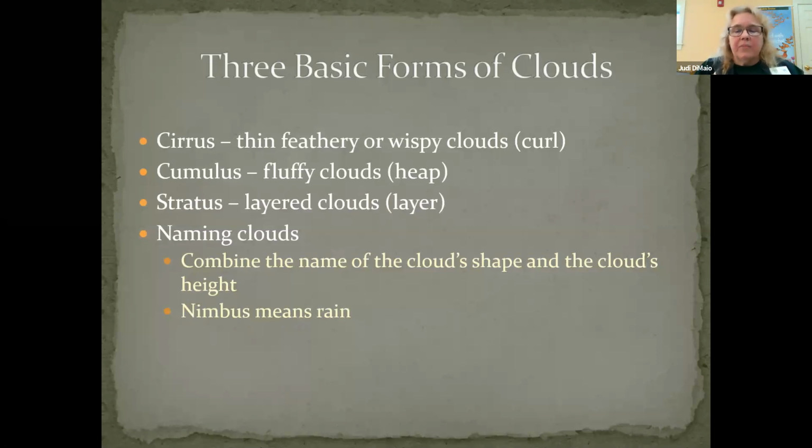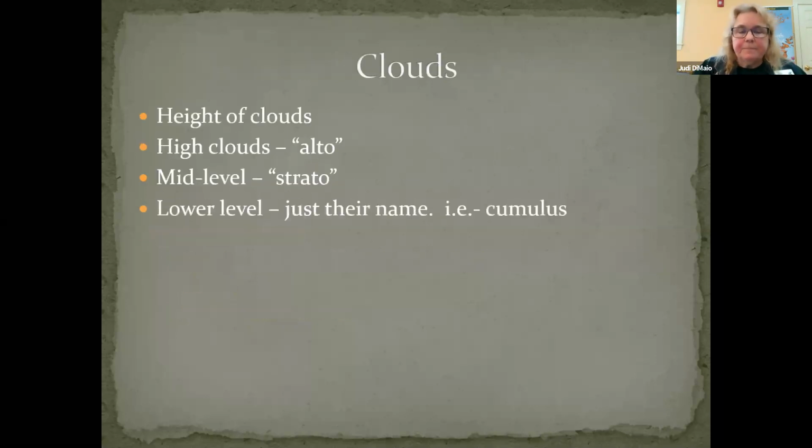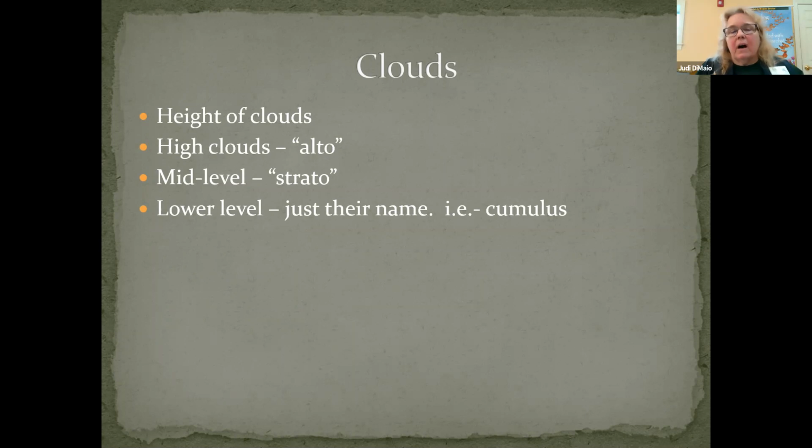So how do you name them? Well, you combine the name of the cloud shape and the cloud's height, and we'll talk about that in a second. And nimbus just means rain. So if you say cumulonimbus, it's a cumulus cloud that's going to rain. And there's just high, mid, and lower level clouds. The high ones get the name alto. Think of a voice in a choir. Mid-level is strato, and if it's lower, it's just their plain name.